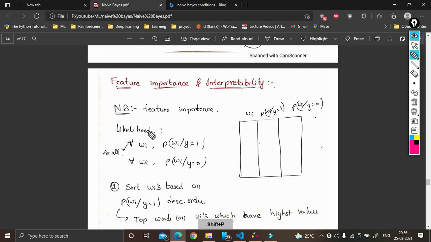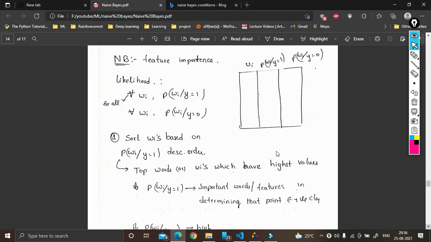Feature importance in naive Bayes is very easy. For each feature we get some probability. The feature having the highest probability is the most important feature, the next probability value is the next most important feature, and so on.